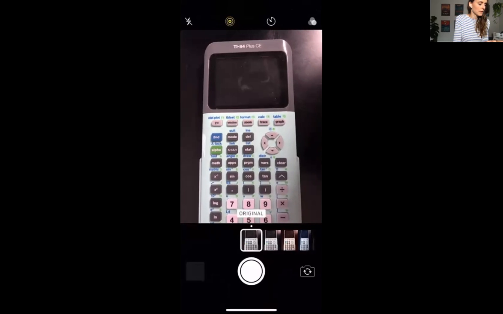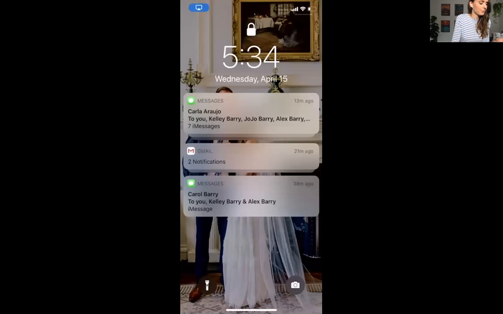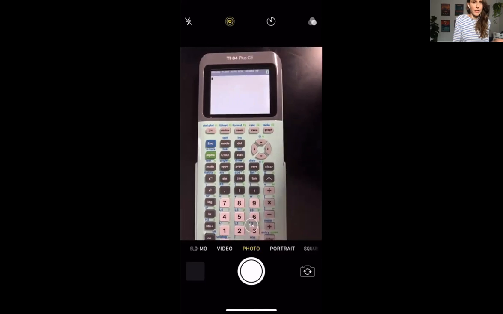I do not need that to show. Let me try this again. Okay. So I have my screen here. I'm going to turn it on.